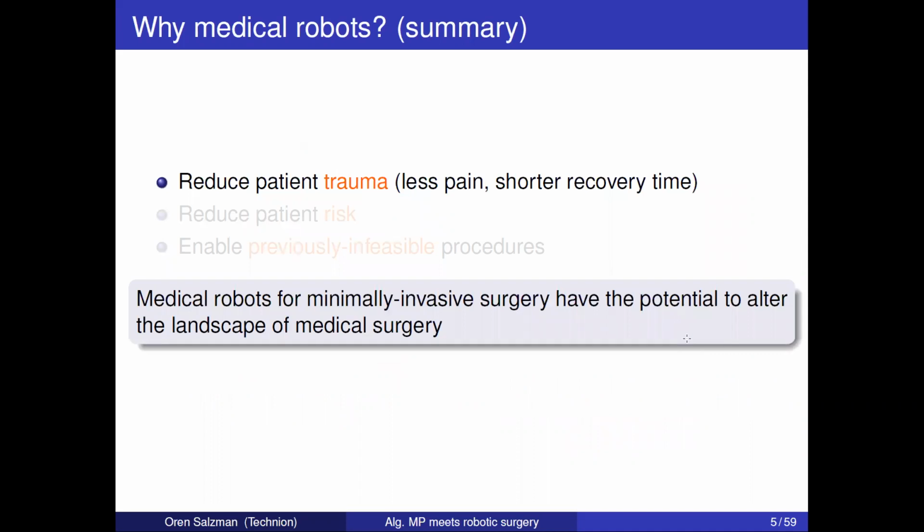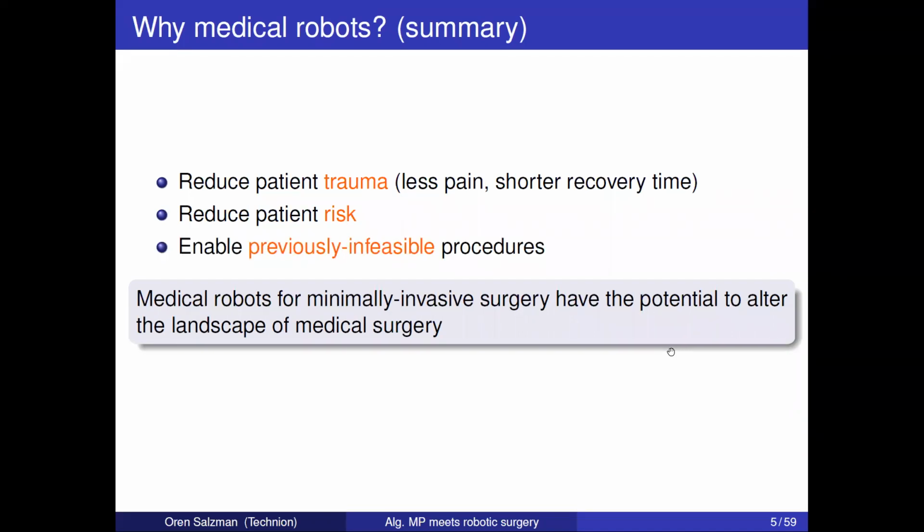So I hope that you can see that with these medical devices, we have the potential to dramatically reduce patient trauma, either or both by causing less pain and shorter recovery time, and reduce patient risk. We can steer away from anatomical obstacles. And really, we can enable things that were previously infeasible.